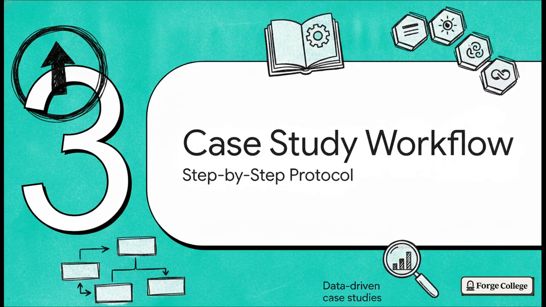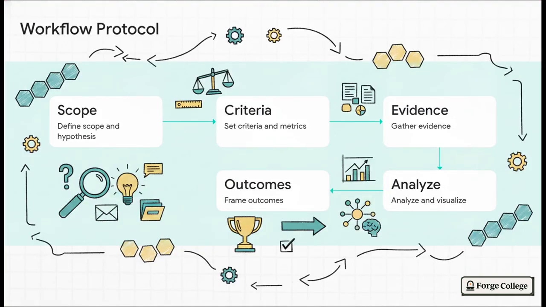Section 3, the case study workflow, our step-by-step protocol for data-driven case studies. Here is the prescriptive 5-step workflow we really hammer home across all our programs at Forge College. First, define your scope and hypothesis. Second, set your criteria and metrics. Third, gather the evidence. Fourth, analyze and visualize that data. And fifth, frame your outcomes. If you follow this strictly, it stops scope creep dead in its tracks. We're not guessing anymore. We are pursuing absolute engineering truth.